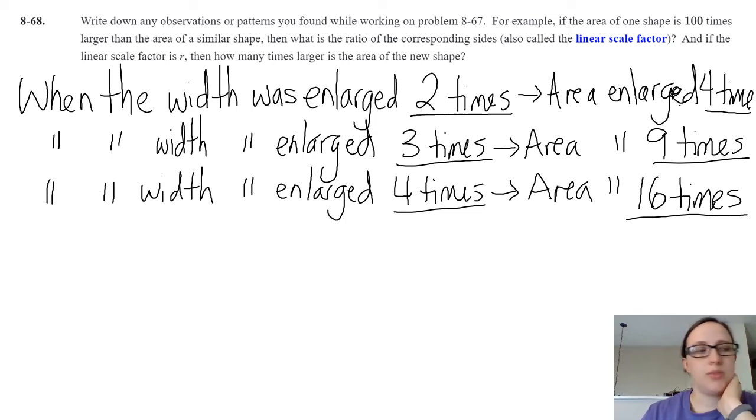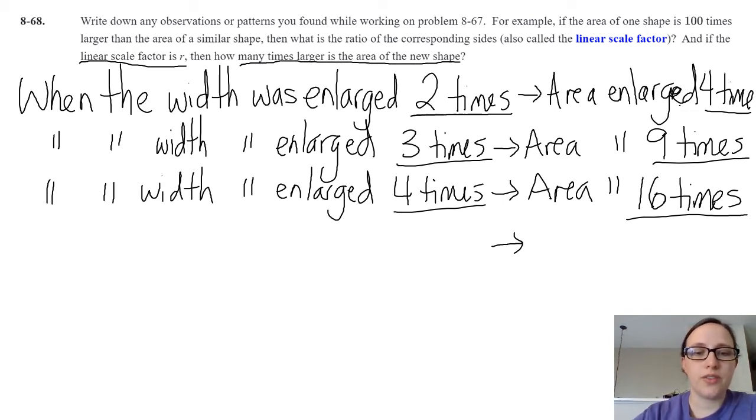All right, so hopefully you're seeing a pattern. How do we get 2 to equal 4, 3 to equal 9, 4 to equal 16? 2 squared is 4, 3 squared equals 9, 4 squared equals 16. So what we're doing is, if we know the scale factor, the linear scale factor, then we know how to find the area of the new shape. We just square that scale factor.